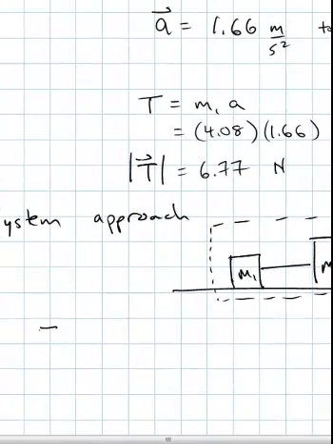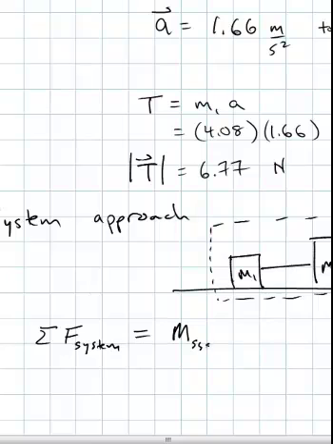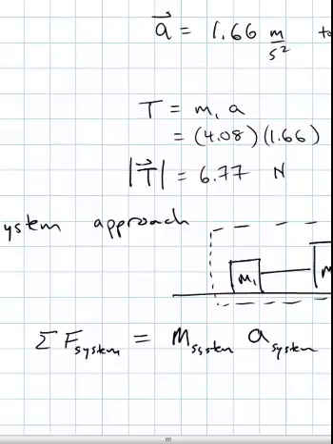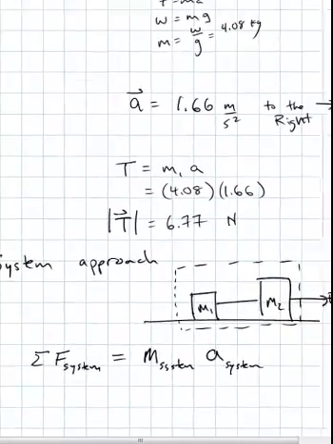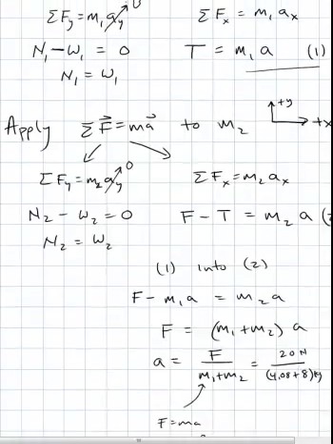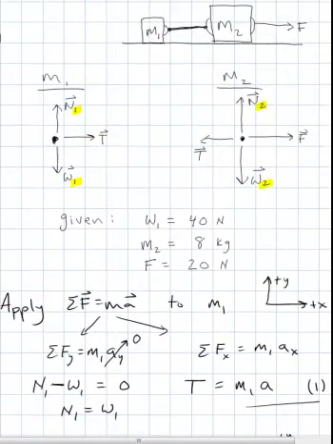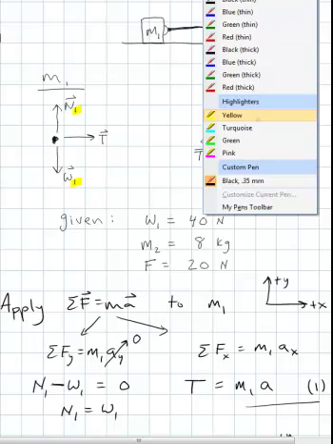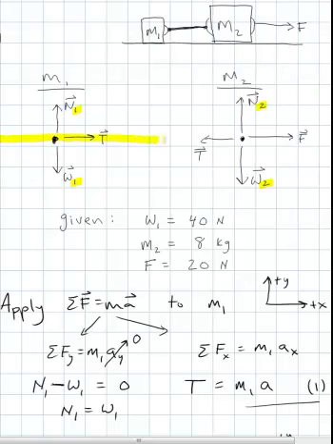So we say the sum of the forces on the system is equal to M system A system. And to find the sum of the forces on the system, we can just look at the free body diagrams and add them all up. What we care about right now is the direction of motion. Let me just draw a yellow line through my direction of motion here.